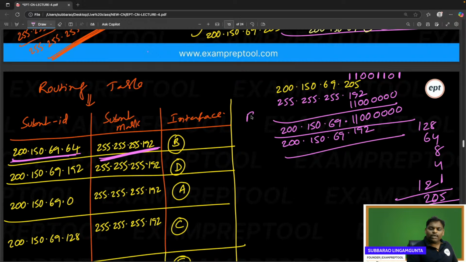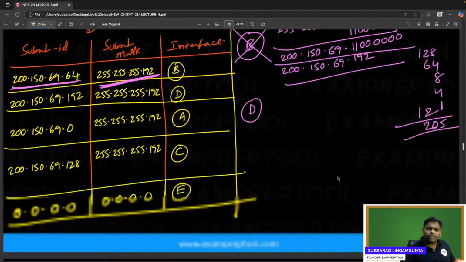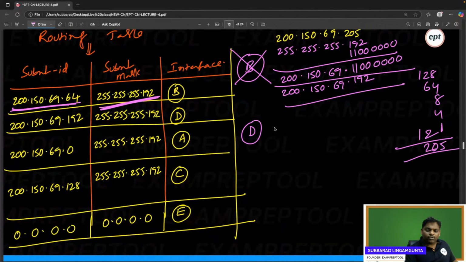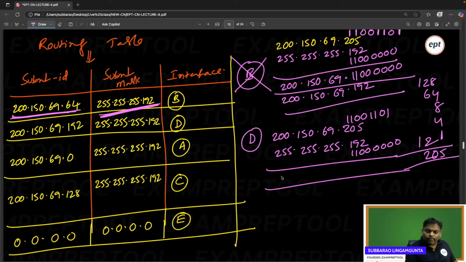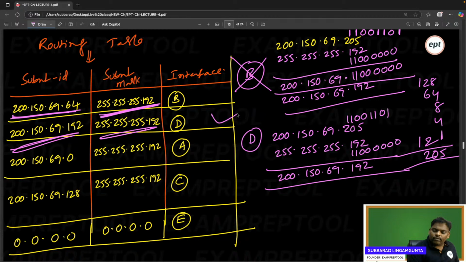Okay. So B fails. First row fails. Okay. Let's go to D. Everyone observe. Now it's going to be very interesting because of the same subnet ID, same IP and same subnet ID. 200, 150 dot 69 dot. What is the answer? It is 205. 205 means let's see the binary number. 1100, 1101. This is going to be 255, 255, 255. So 192 means 1100 0000. If you do the AND operation, whatever you got above, the same you will get. 200, 150, 69, 192 you will get. Do the AND operation properly. Is that 192 matching or not? Whatever you got from the AND operation is the subnet ID. Is it matching? Yes. If matching, D will be selected.